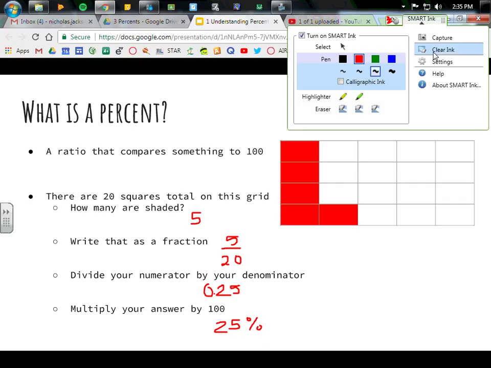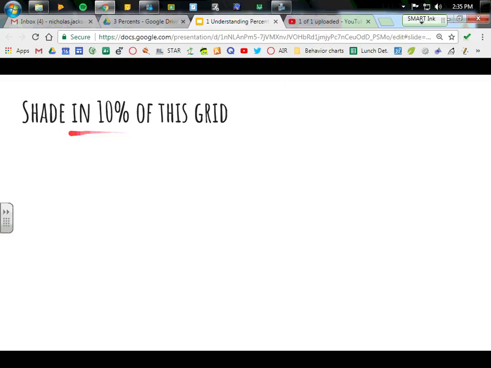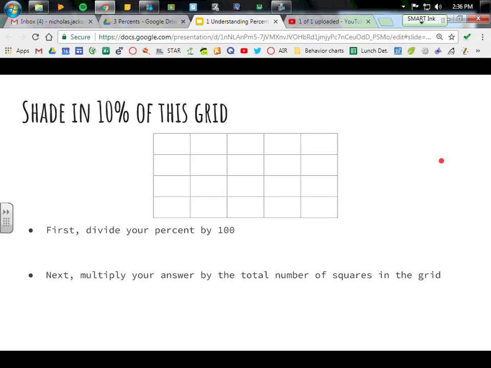So, okay, clearing the ink. Next slide. We are going to shade 10% of this grid. Okay, so here's our grid that we're going to shade 10% of. Well, in order to do that, you need to know exactly what 10% of this grid is. Like I said, percents are not just arbitrary numbers. We can't just decide, okay, let's shade in 6, that sounds like it's probably 10%. So here's how we do this.